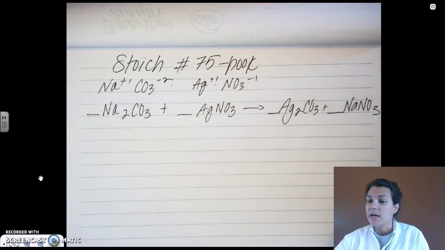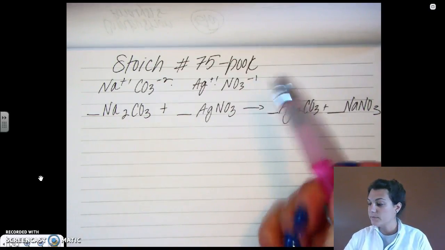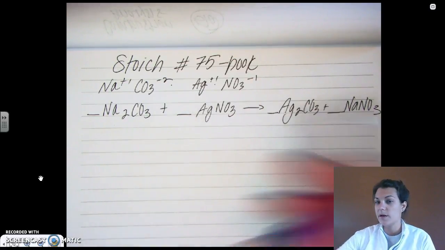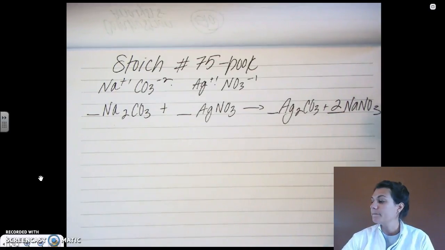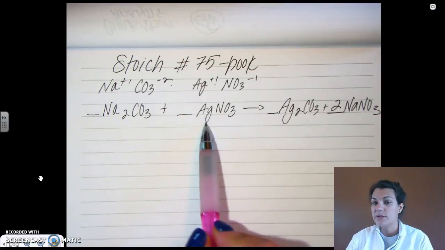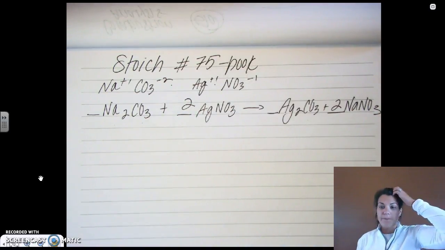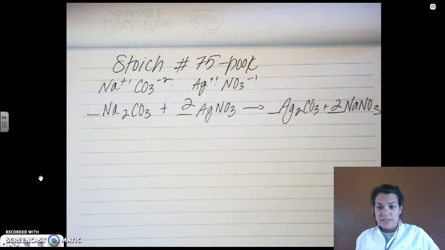Okay? And then the last thing that I have to do is balance the chemical equation, especially since I'm going to be needing mole ratios. So there's 2 sodiums here, so I need to put a 2 here. There's 1 carbonate, 1 silver, 2 silver, so I need to put a 2 here, and then I should be good to go. Okay? So let me continue on with the problem.